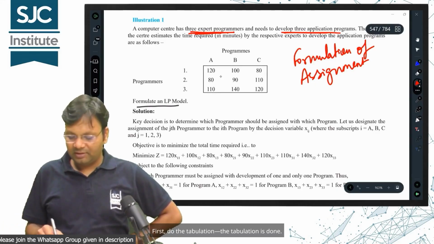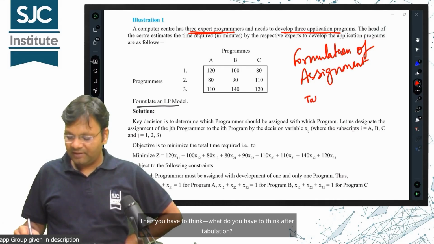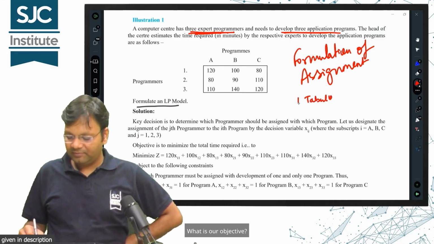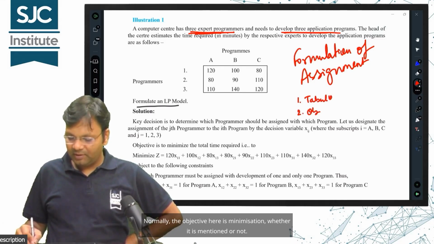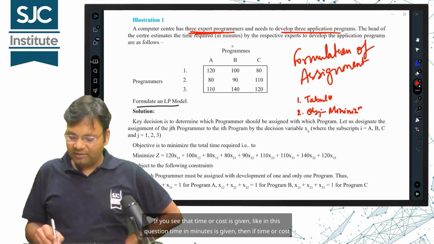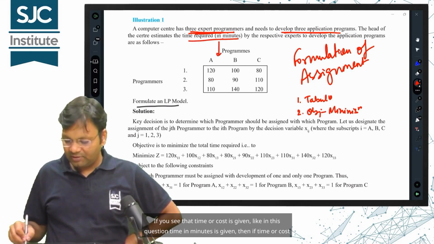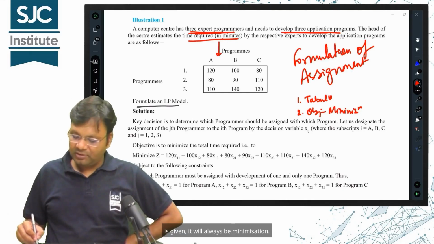First, do the tabulation. The tabulation is done. Then you have to think. What do you have to think after tabulation? What is our objective? Normally, the objective here is minimization, whether it is mentioned or not. If you see that time or cost is given, like in this question time in minutes is given, then if time or cost is given, it will always be minimization.